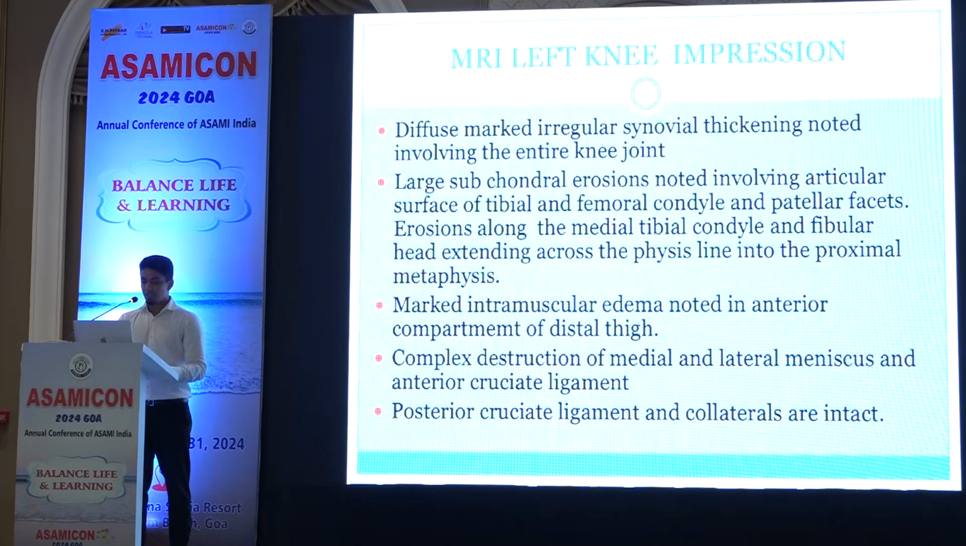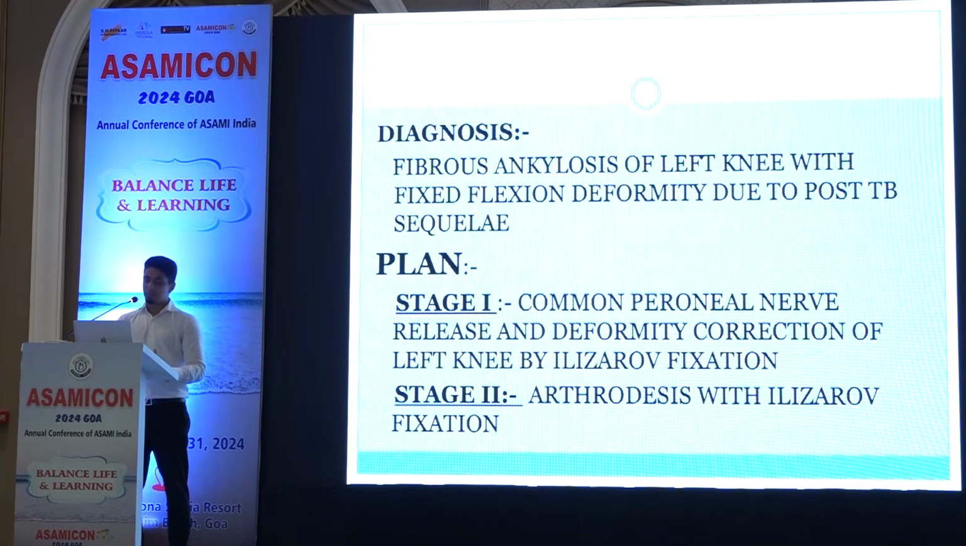MRI of the left knee showed diffuse marked irregular synovial thickening involving the entire knee joint. Large subchondral erosions were noted involving the articular surface of the tibial and femoral condyles and patellar facets. Erosions along the medial tibial condyle and fibular head extended across the physis into the proximal metaphysis. Marked intramuscular edema. Complex destruction of the medial and lateral meniscus and ACL. The PCL and collaterals were intact. The diagnosis we made was fibrous ankylosis of the left knee with fixed flexion deformity due to post-TB sequelae.